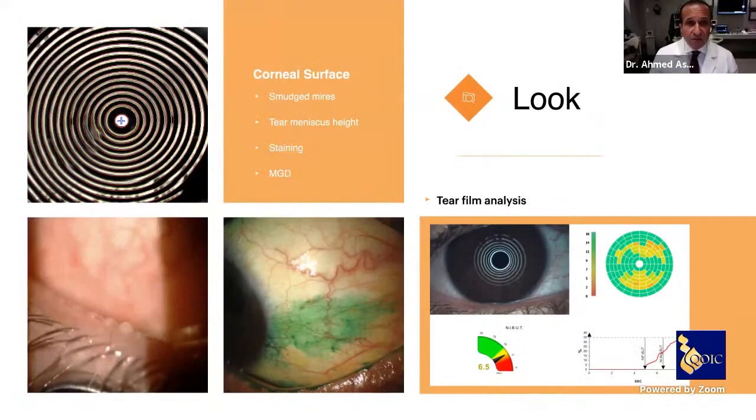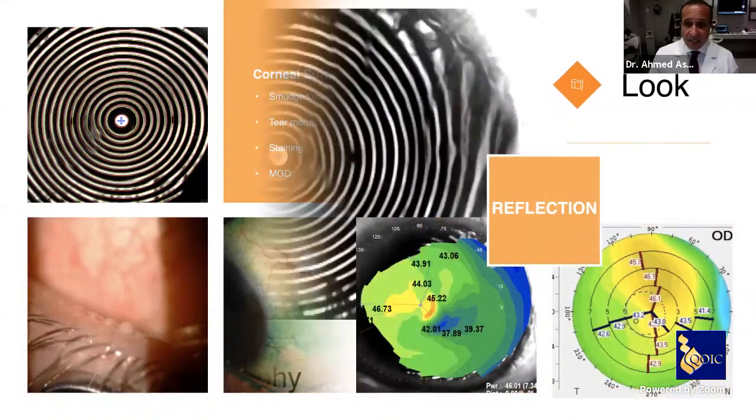You can look for dry eye signs in every cataract patient, especially look at the corneal mires, just for subtle changes of the corneal mires. Look at the lids for meibomian gland dysfunction, do some staining, lissamine green or fluorescein staining, or look at the tear meniscus height. If you have tear film analysis, you will have more comprehensive data on the ocular surface and the quality of the tear film of those patients.